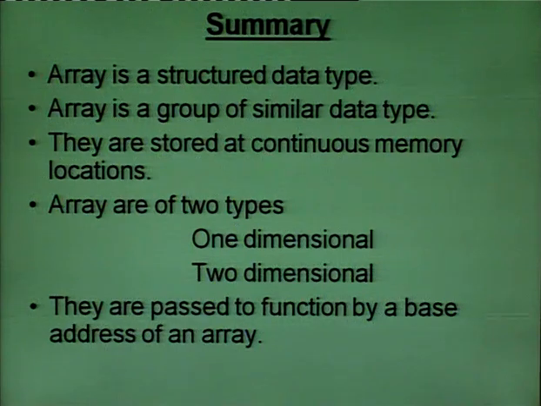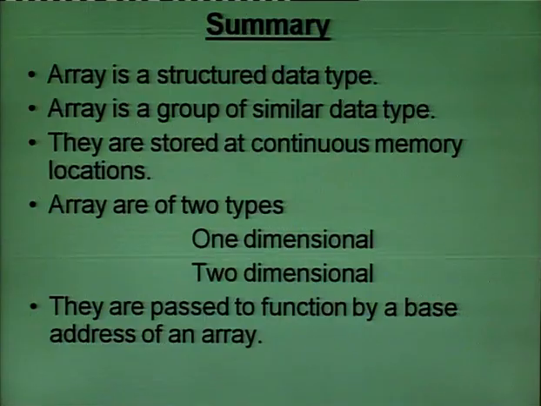Now, the summary. The way I declared here, the array is a structured data type. A structured data type is a collection of simple data types into a single name. We collect simple data of a similar data type into a single name, which is known as an array. Array is defined as a group of similar data elements. They are stored in a continuous memory location. We have to store the array in a continuous memory location. We can't store the array at distinct memory locations.